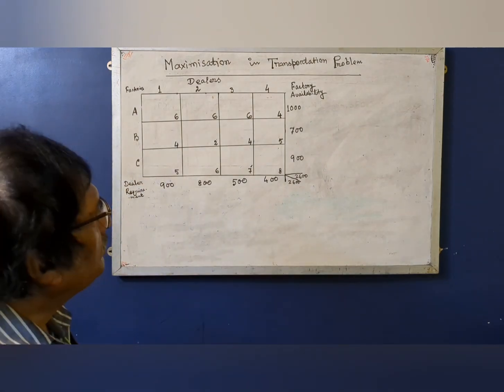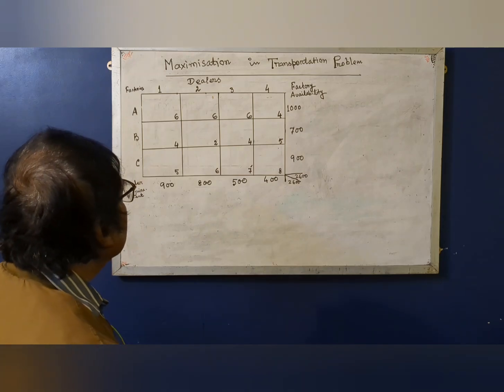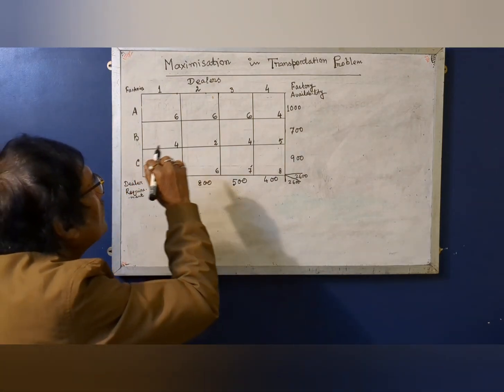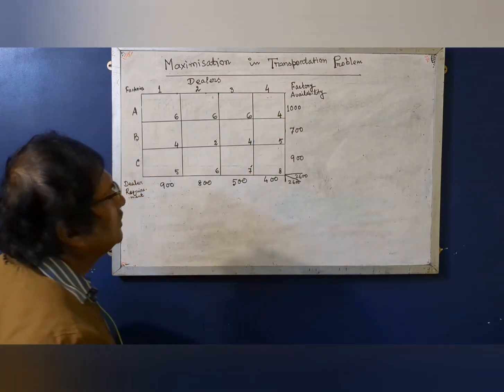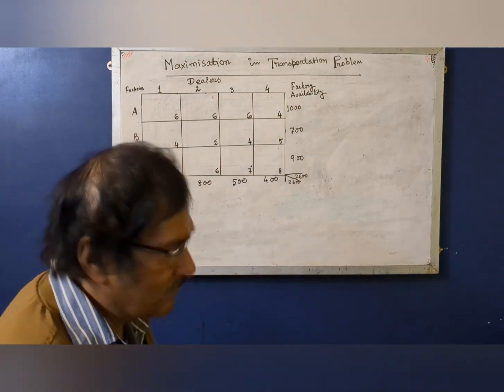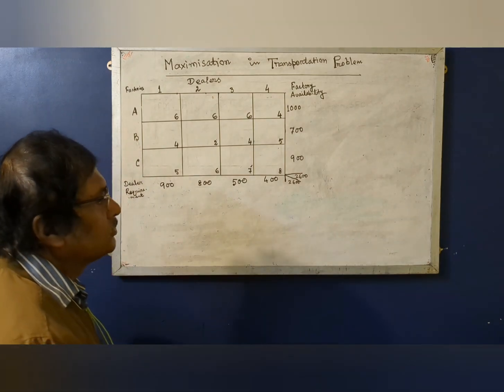So what we have to do is maximize this problem in such a way that I determine from which source how much quantity to ship to the selling points or dealers, so that the total profit will be maximized. That is our problem. Now I am going to solve it.